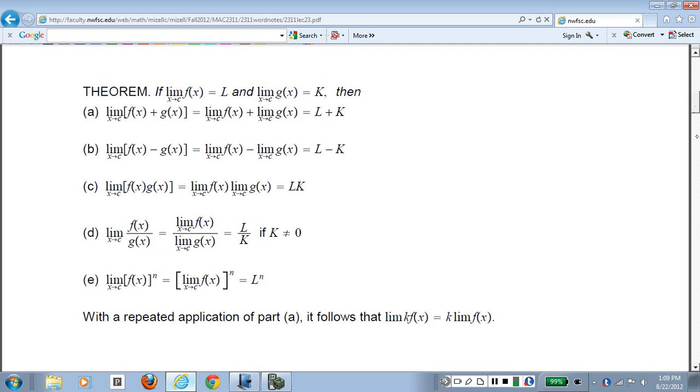All right, so we want to look at some techniques where if we evaluate the limit of some complicated looking expression, we can break the expression down and express the limit of that expression in terms of limits of some of its components.